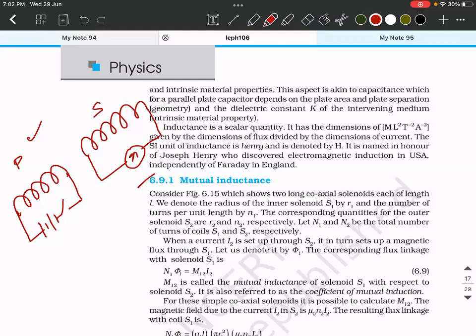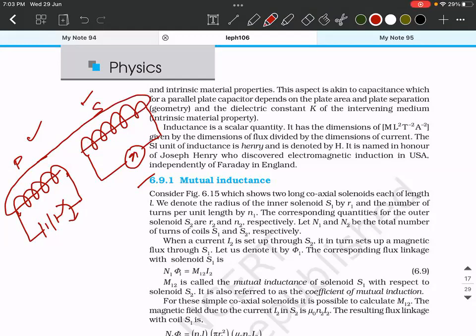The one connected to the battery is primary, and the one picking up the EMF is called secondary. Now, if I close the switch, what will happen? There will be a magnetic field induced here. Initially there was no flux linked with both the coils, whereas when you close the switch, this flux will get linked with the second coil also, provided they both are very close to each other.